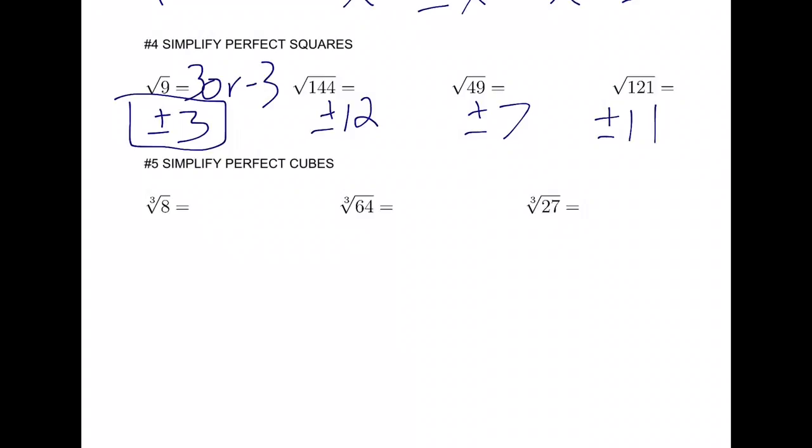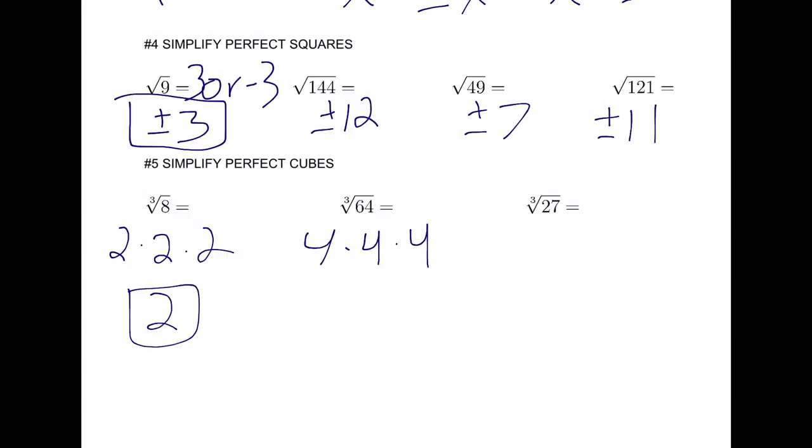How about for perfect cubes? Well, we know that 2 times 2 times 2 is 8. And that's what we're looking for. What number times itself 3 times gives us 8? So our final answer is just 2. Here, turns out that 4 times 4 times 4 is 64. So our answer is 4.